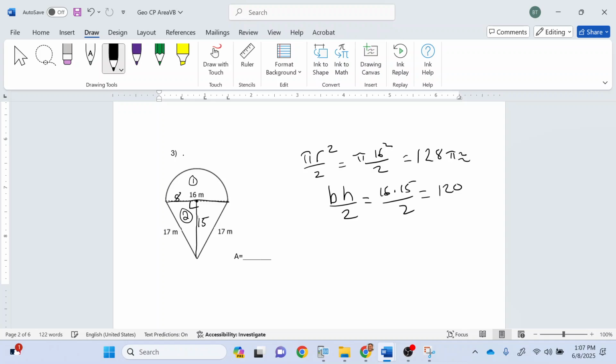In this case, I'm going to change 128 pi into a decimal because I need to be able to add it to 120. They're not all times pi in this case. I'm just going to round it to 402. So 402 plus 120 is 522-ish. Again, I am rounding.